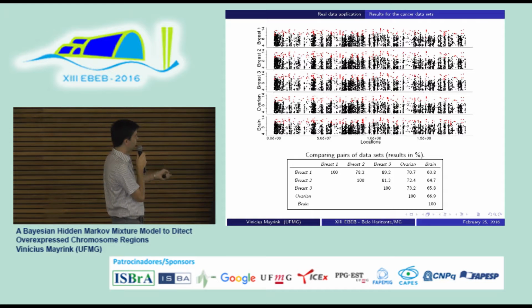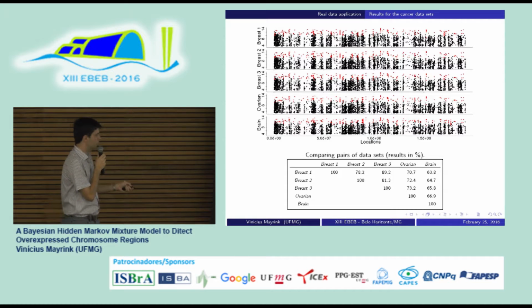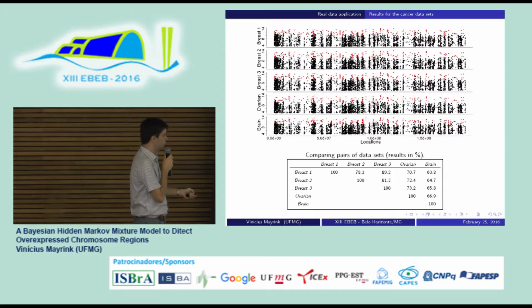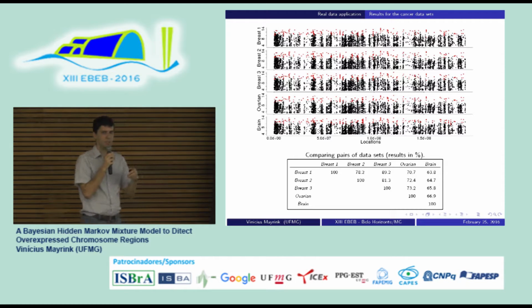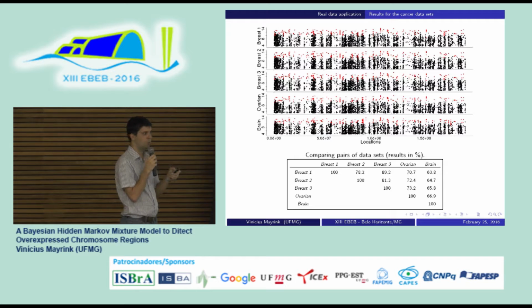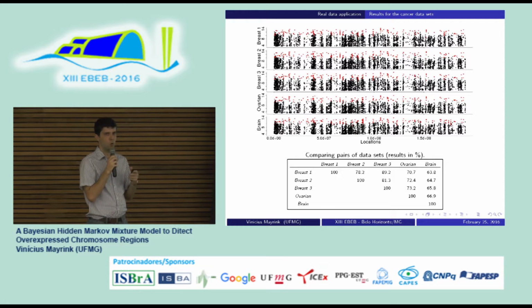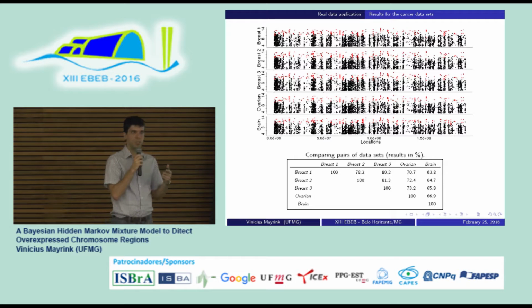Here I have all 4 data sets, the same chromosome, and when you compare different data sets, you check only those positions located in the normal component. You check how many of them are identified as in the normal component in both data sets, relative to the number of positions in the normal component in at least one of them.